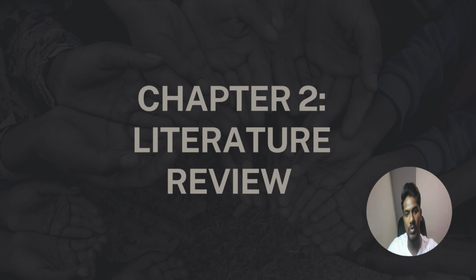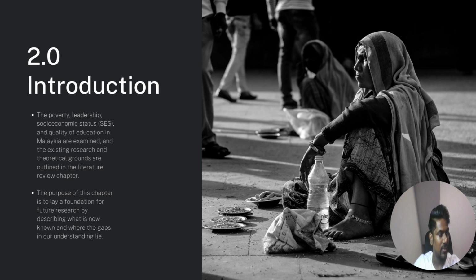My name is Jason. Today I'm going to focus on chapter 2, the literature review. So let us start off with the introduction. There are three important variables that determine the quality of education in Malaysia: poverty, leadership, and socio-economic status, also known as SES. The purpose of this chapter is to lay a foundation for future research by describing what is now known and where the gaps in our understanding lie.